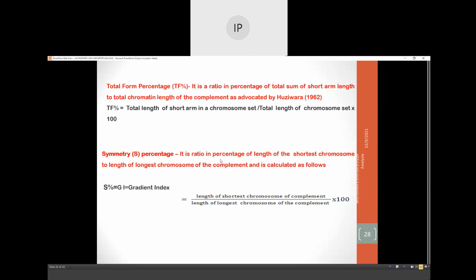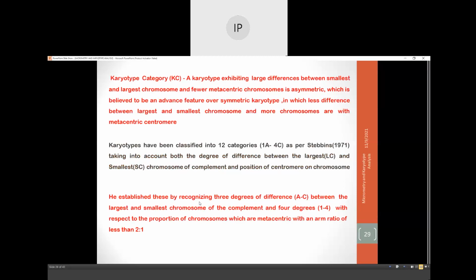Symmetry S percentage is the ratio, in percentage, of the length of the shortest chromosome to the length of the longest chromosome of the complement, and is calculated as follows: S percentage, which is also known as GI or gradient index, equals length of shortest chromosome of the complement divided by length of longest chromosome of the complement, multiplied by 100. Now let us see what is karyotype category.